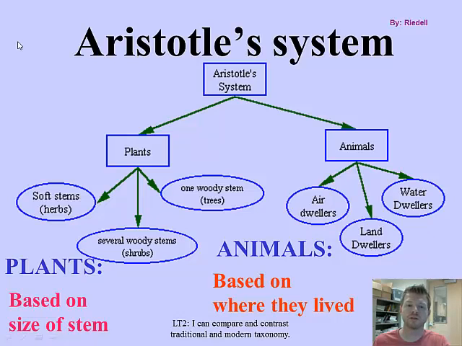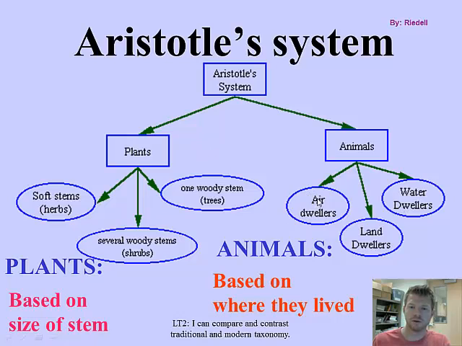Two basic groups, or what later we'll call kingdoms, which are plants and animals. And then he broke those down even further by talking about, for example, soft stems, several woody stems, or one single woody stem. So we kind of had trees, shrubs, and herbs. And then on the animal side, he simply broke them down on where they live: air dwellers, land dwellers, and water dwellers. And if you think about that, you can see that there's going to be some confusion, and things aren't actually related based off of where they live.